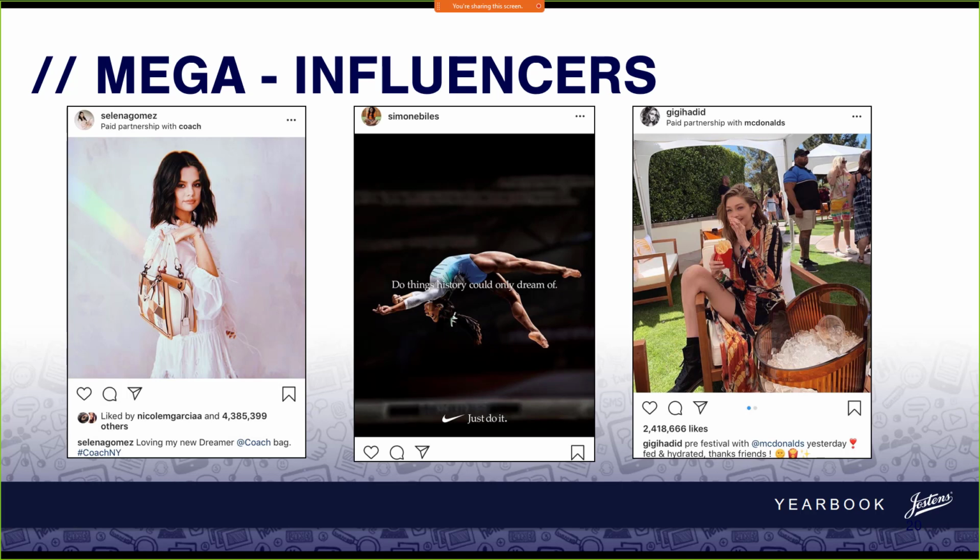These are actors, artists, athletes, and social media stars who have 1 million or more followers, and they drive 2 to 5% engagement per post. They have the highest reach on the influencer spectrum, so they tend to actually be brands in their own right. But they have the lowest overall resonance when it comes to driving actions. Examples of these include actress Selena Gomez, gymnast Simone Biles, and model Gigi Hadid.